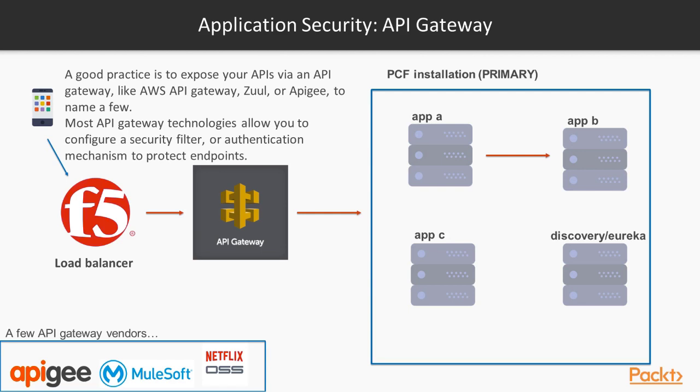Most API gateway technologies are cool because they allow you to configure a security filter or authentication mechanism to protect endpoints. So you can have two endpoints, like a get user and a get person endpoint, and one of those endpoints can require SAML assertions while the other could require OAuth 2. So you're flexible with the way you can authenticate endpoints with the API gateway. It's a great tool. Again, in this case, the F5 could be sitting behind the API gateway instead, rather than the API gateway sitting behind F5. It's just something to remember also.